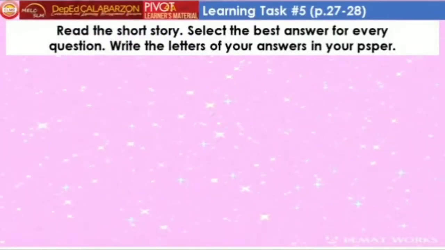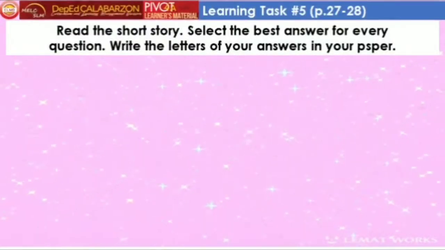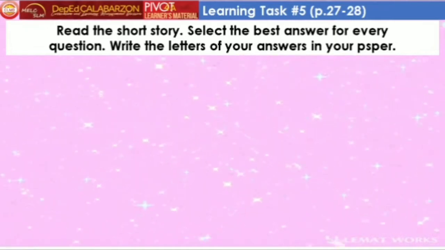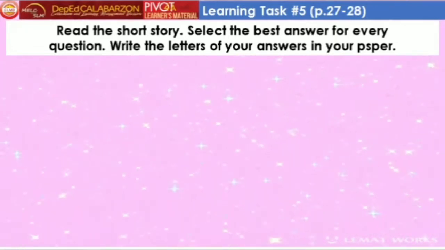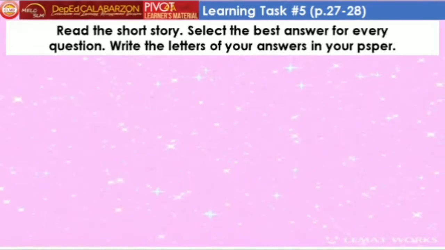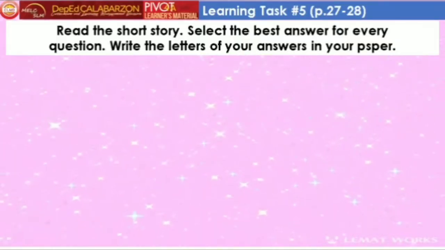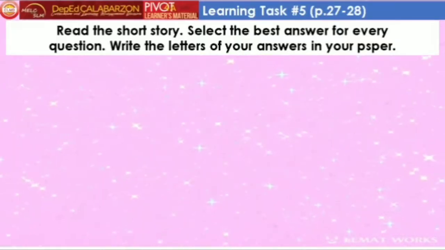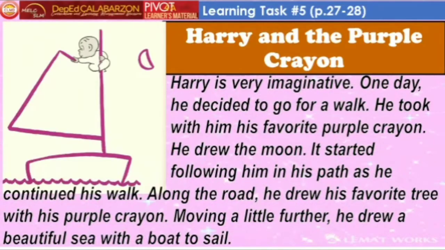Next, we have learning task number 5 on page 27 to 28. Again, you have to read the short story and select the best answer for each question. Write the letters of your answers in your paper. The short story is about Harry and the purple crayon.